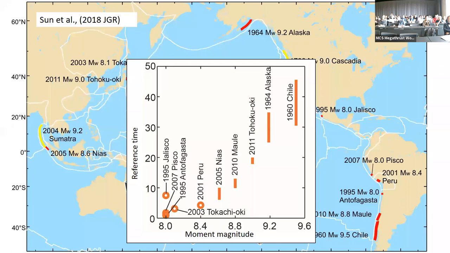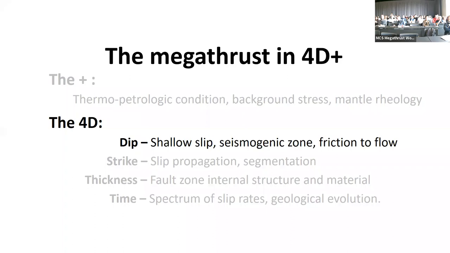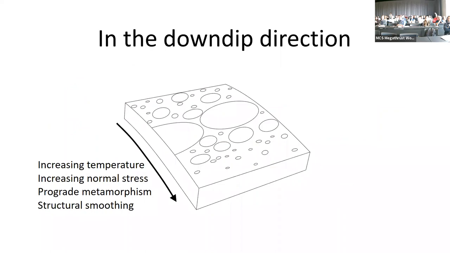Now let's go into the 4D thing. And first, the dip direction. We're talking about the transition from shallow seismic to a friction to flow transition. And in the dip direction in general, we're talking about increasing temperature, increasing pressure or normal stress, and we're talking about prograde metamorphism. We are talking about the structural smoothing, kind of maturity of the fault, right?